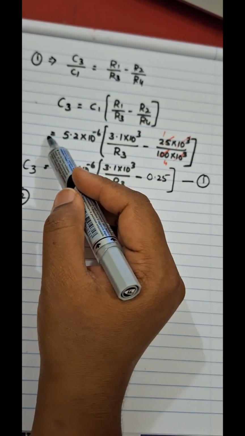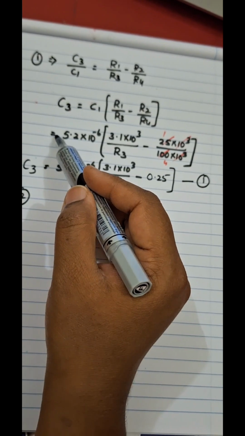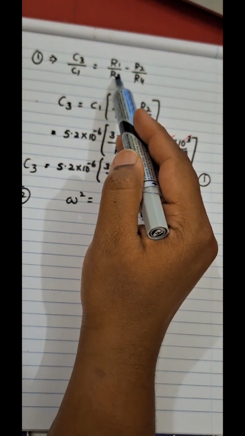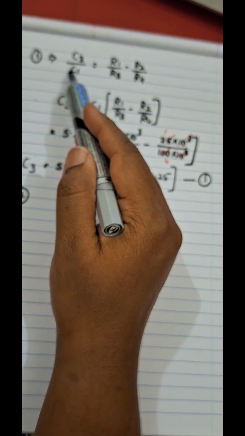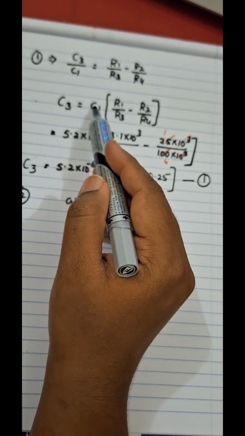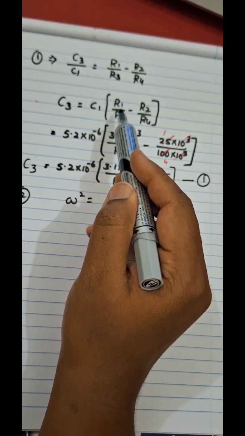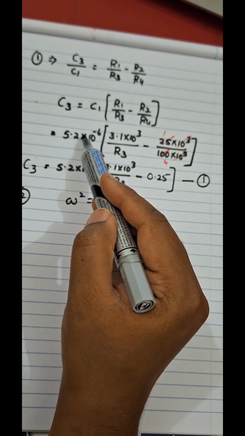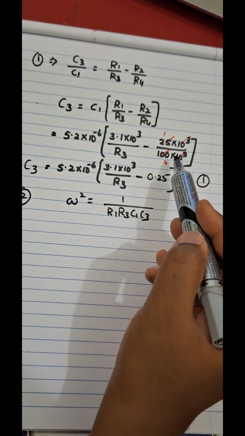I brought C1 this side. Clear? So this is equals to R1 by R3 minus R2 by R4. So I wrote C1 that side. So C1 into R1 by R3 minus R2 by R4. So I substituted C1 values, R1 value, R2 value and R4 value.